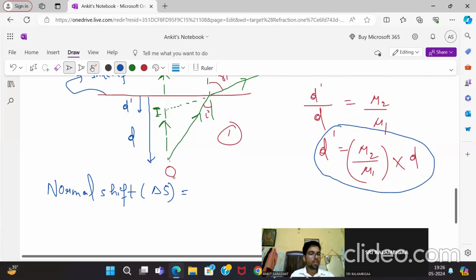Clear? Tell me, is this derivation clear? Can you calculate the meaning of the first shift? Okay, just write one question. I will give one question to you.